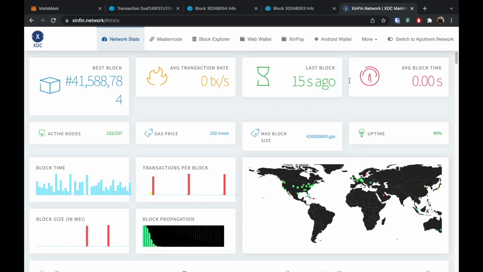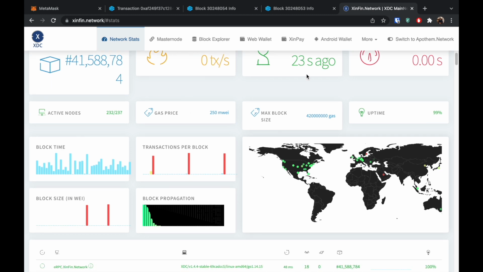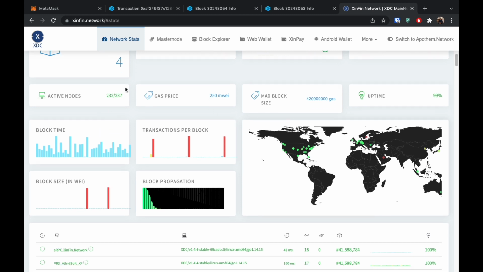You can also see that it's refreshing in live time. So every I think 20 or 30 seconds a new block will be formed, and then that will be added to this value. The average block time, the uptime. The uptime is essentially the amount of time this particular blockchain has been up without facing any issues. Then the max block size, which we saw previously, the gas price, and the active nodes.